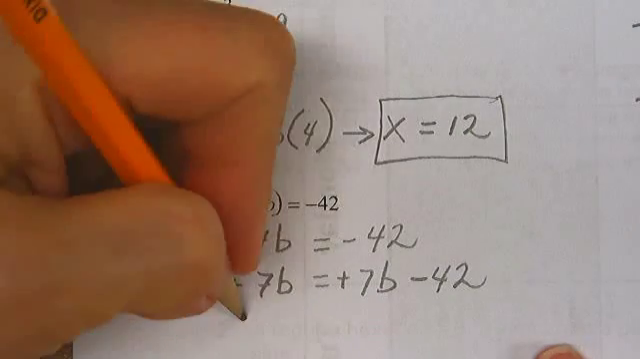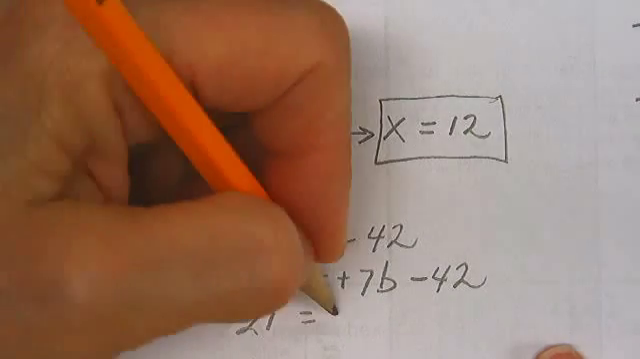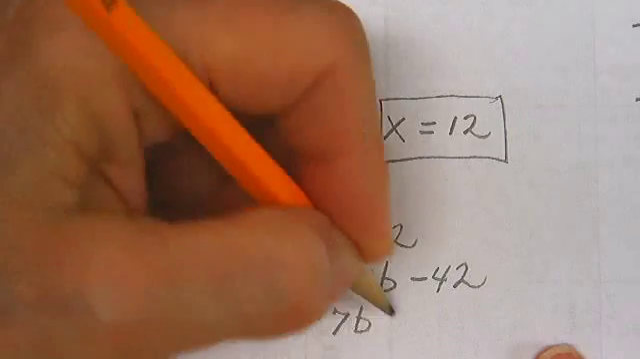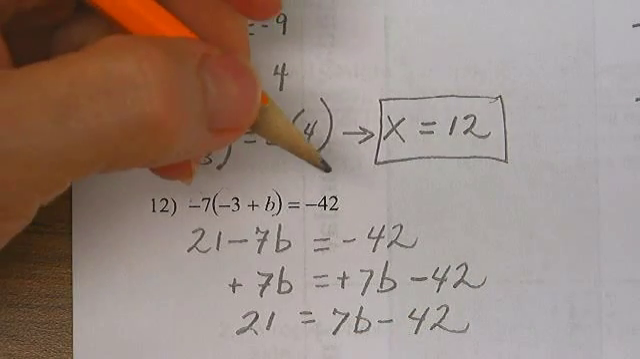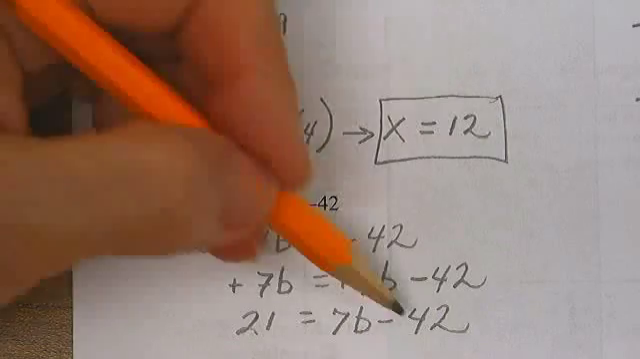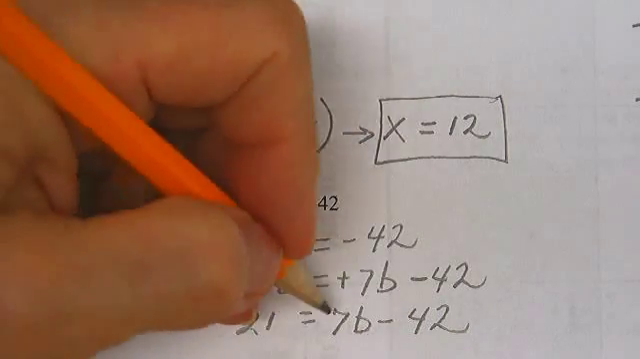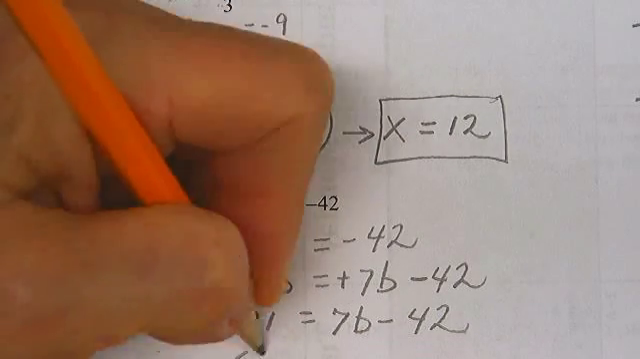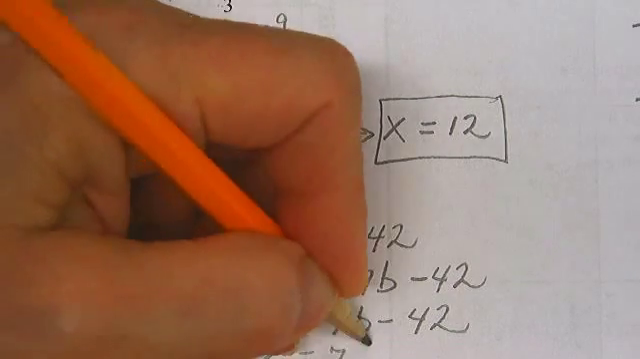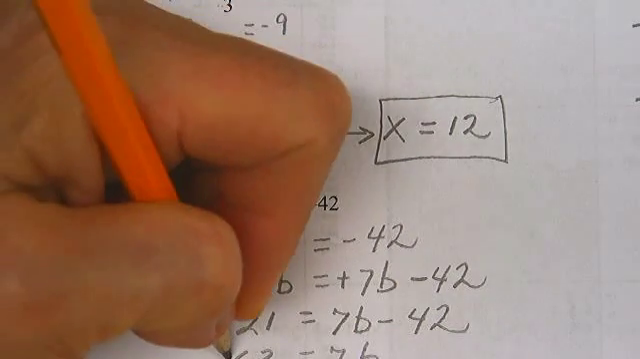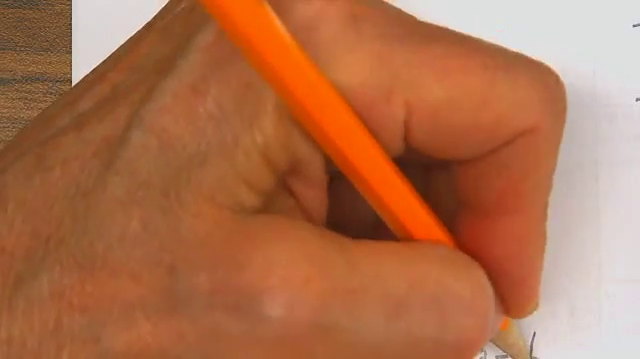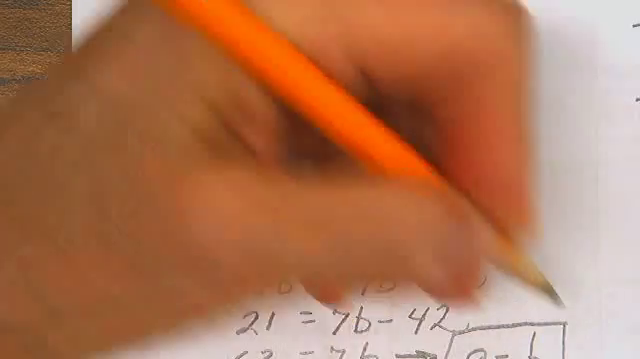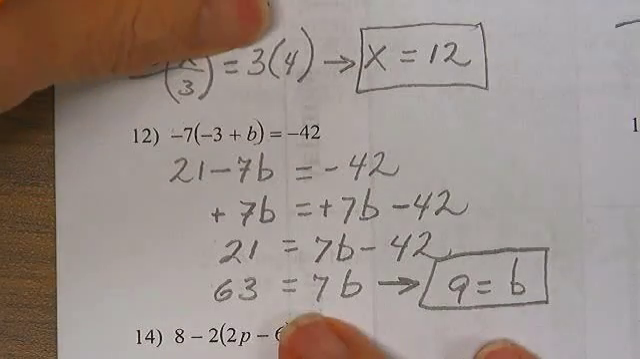That gives me 21 equals 7b minus 42. Now I can add 42 to both sides. That gives me 63 equals 7b. Divide both sides by 7. 63 divided by 7 is 9 equals b. Saves a lot of time when you know your math facts.